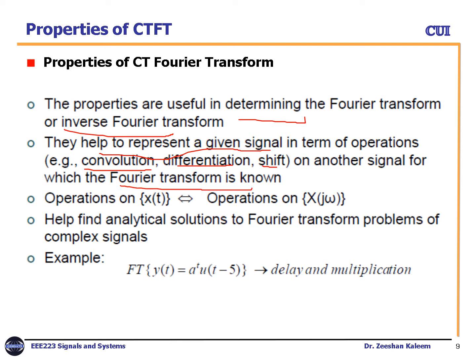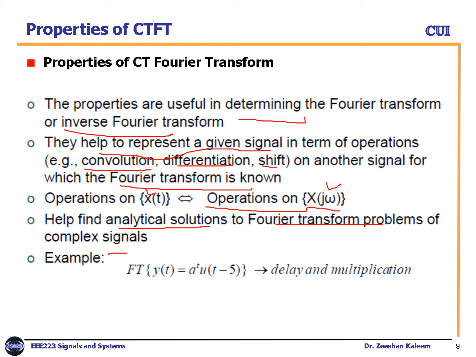For example, if you have a known Fourier transform of some signal and you want to multiply two signals, in time domain it will be multiplication, but when you convolve, in frequency domain it will be convolution. So using different properties, you can easily solve complex signals as well. Operations on x(t) are equal to operations on X(j omega). So if you have some operations on x(t) in time domain, in Fourier domain you have some operation on the omega domain, which is X(j omega). So it helps in finding analytical solutions to Fourier transform problems of complex signals.